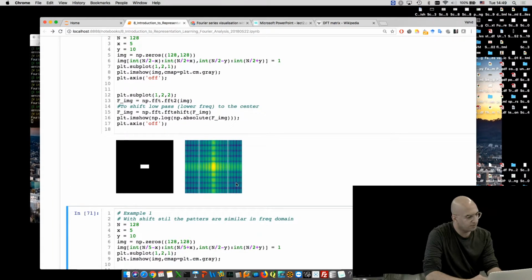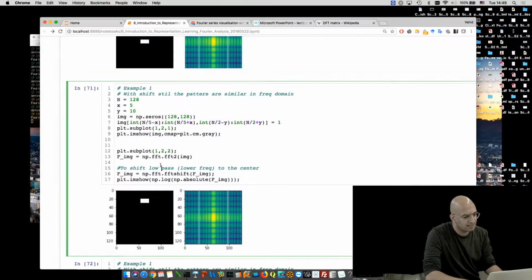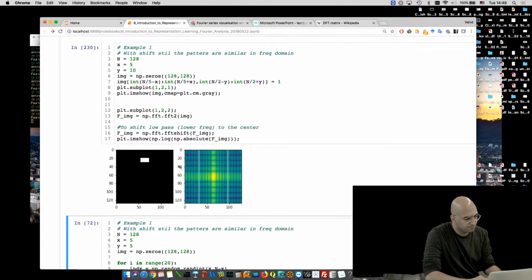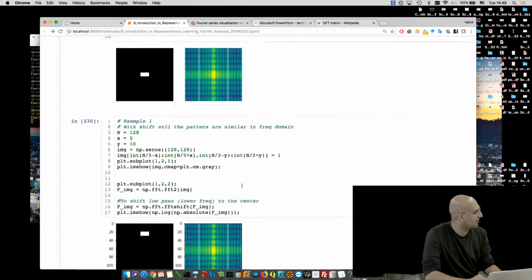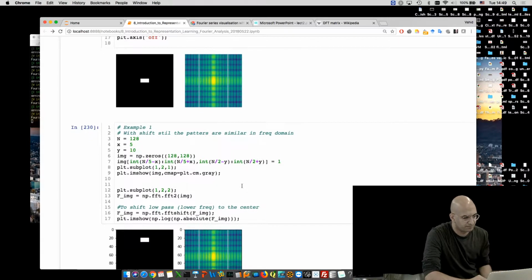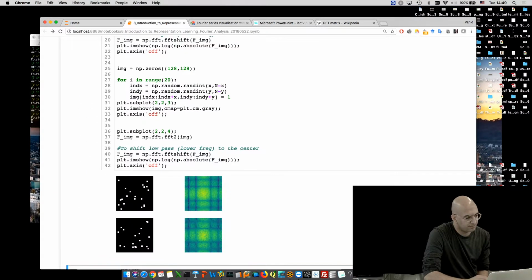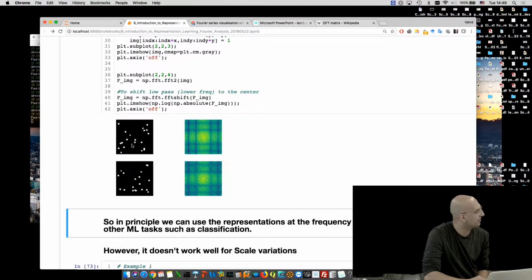If you have this one, it gives you this one, right? This is a picture image of this thing, and then now I'm moving this to somewhere else. You see still more or less the same pattern. So this means that this Fourier analysis is shift invariant, or translation invariant. And also I can do a lot of them. You see they have the same pattern.